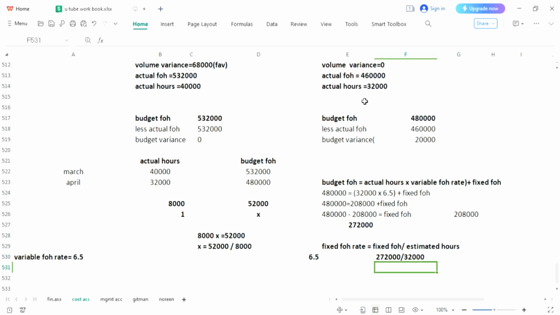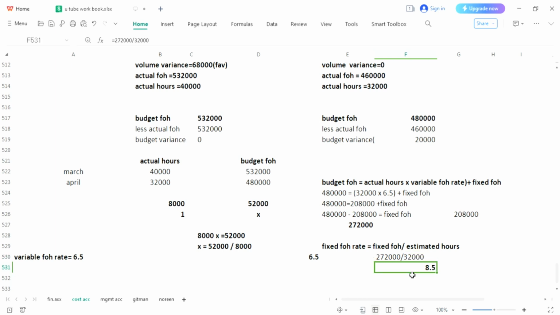Why are we calling actual hours estimated hours? Because these hours are from the previous months. So old hours would be used to calculate fixed FH. Statement completed. Now you can put it on your calculator. 272,000 is divided by 32,000. So we have got our fixed FH rate as well.